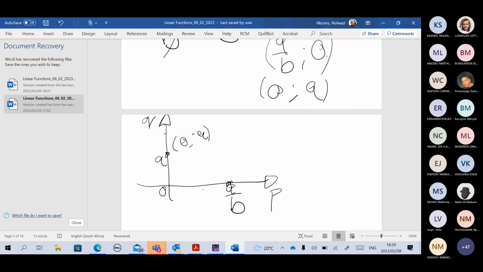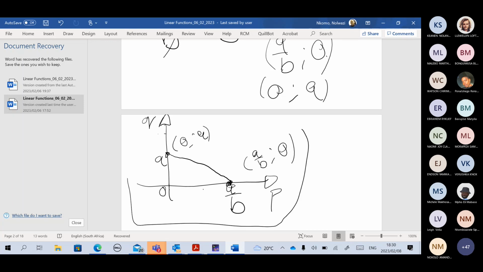It's this point, zero, A, and we have this point, A over B, zero. So we just have to combine these points. And if we combine these two points, we have this graph. We have these plots that represent the demand function. And again, you see this graph is decreasing, right?